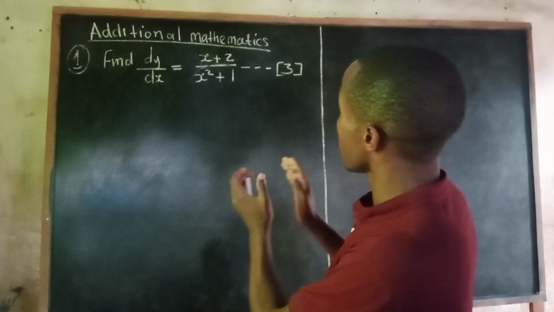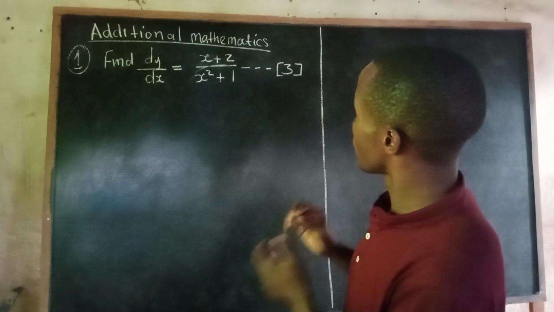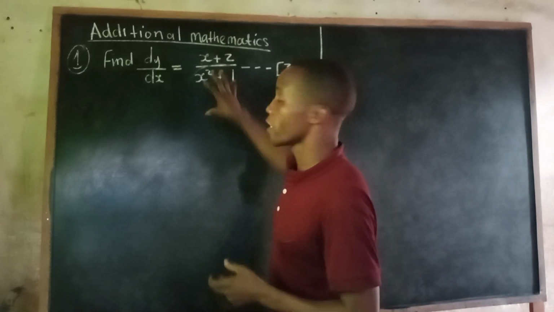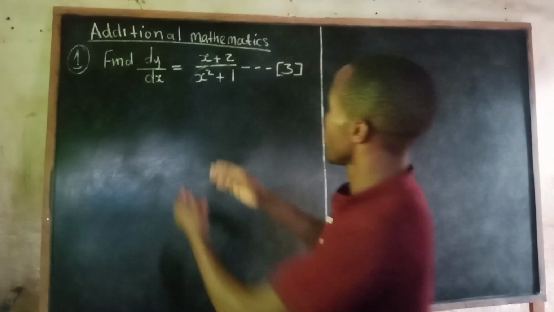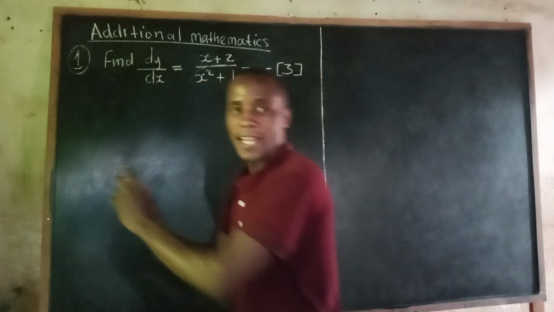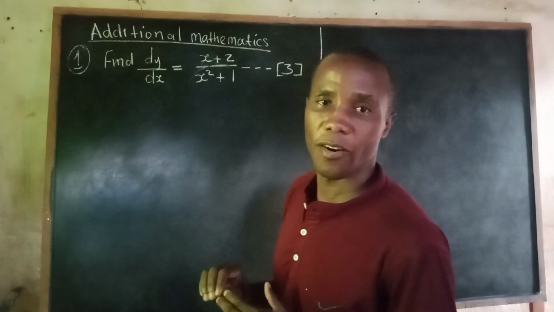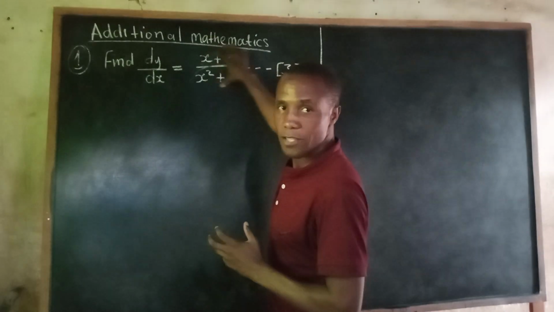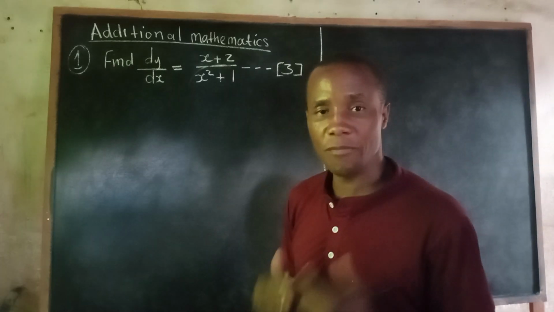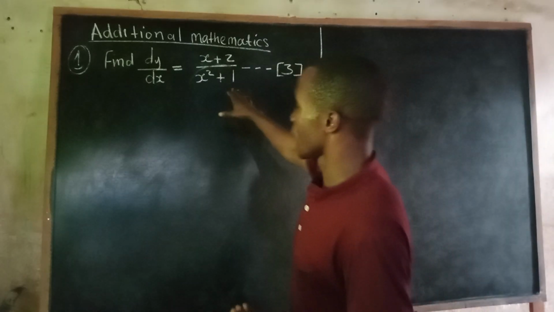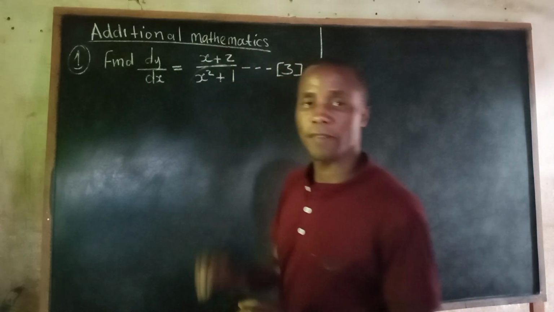The first thing is to look at the question and see the topic it is coming from. This is calculus. Whenever you see dy/dx, that is the gradient, differentiating y with respect to x. So you have to differentiate the function we are given. After identifying that, you see which rule you can apply to differentiate the given function.